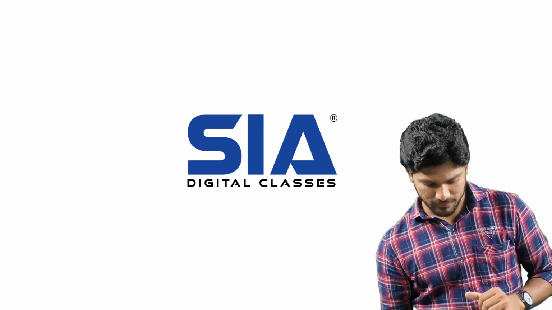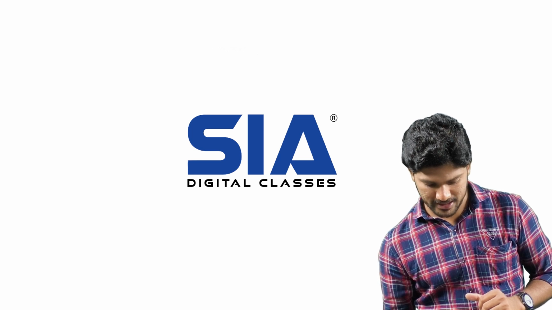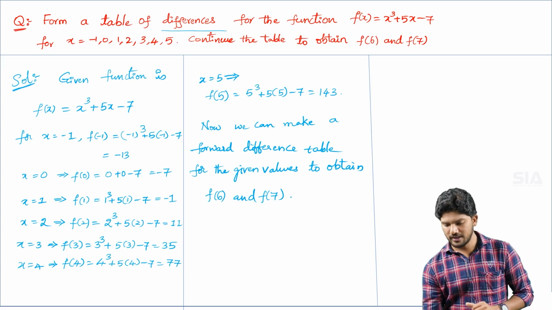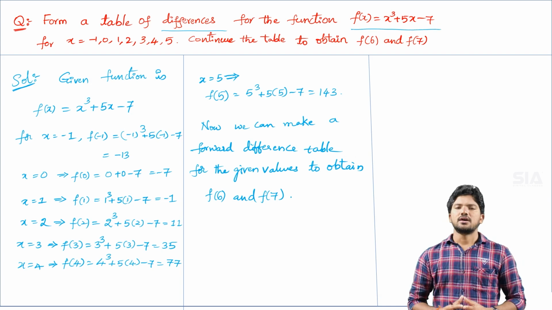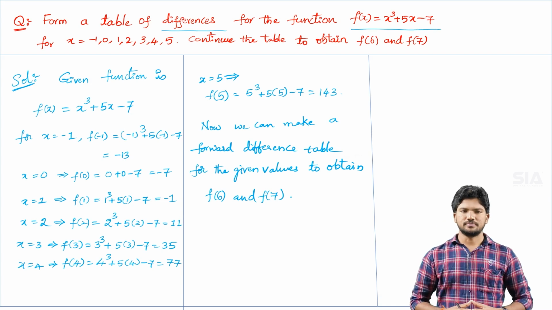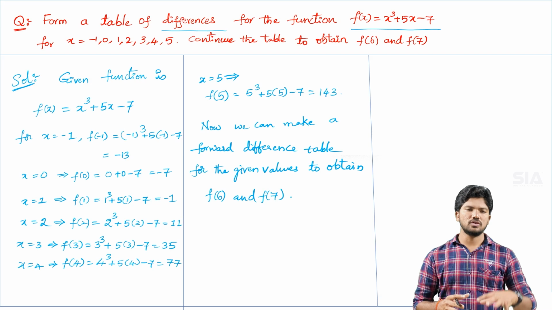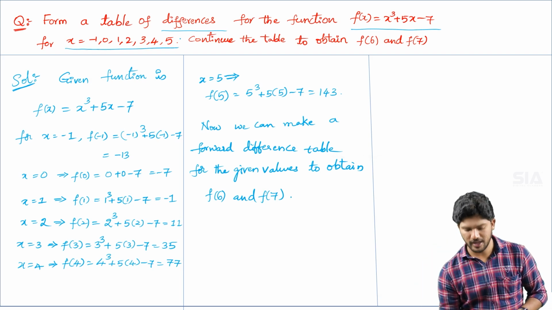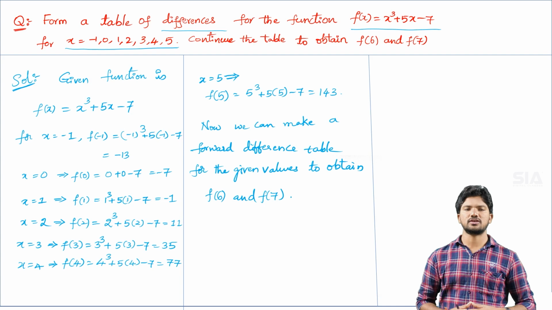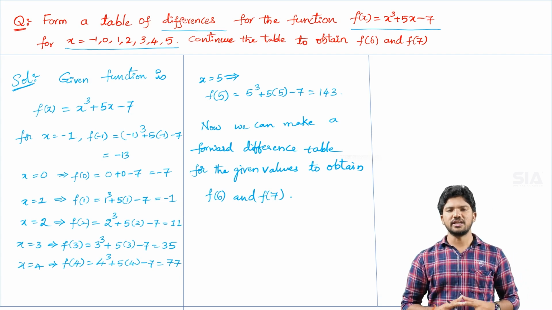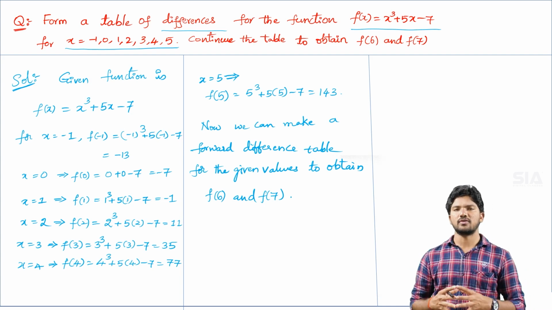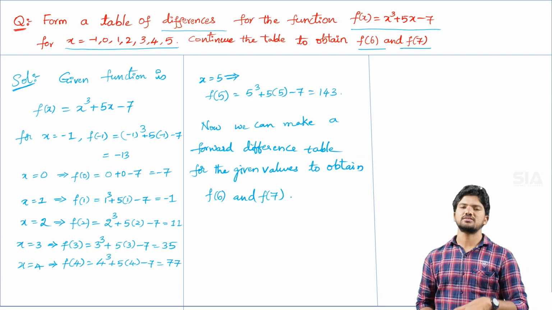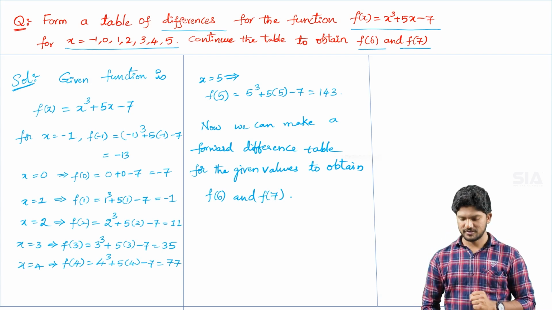The first problem we are discussing here is: form a table of differences for the function f of x is equal to x cube plus 5x minus 7, for x is equal to minus 1, 0, 1, 2, 3, up to 5. In this format we have the x values. Continue the table to obtain f of 6 and f of 7. So we have to find out the values of f of 6 and f of 7.